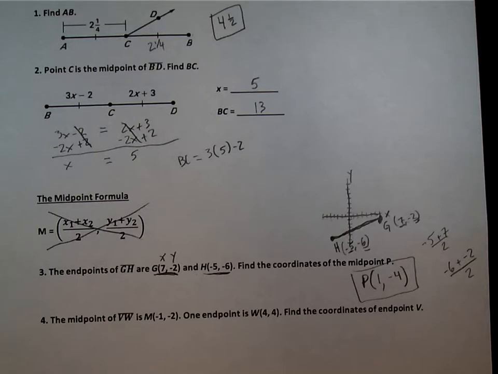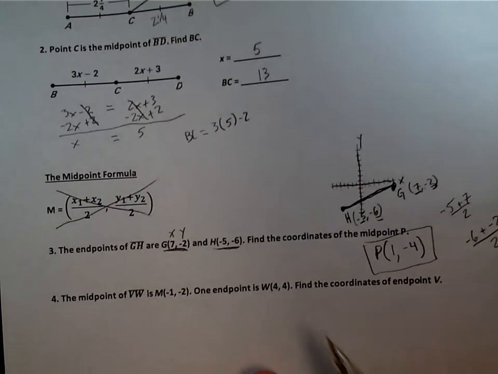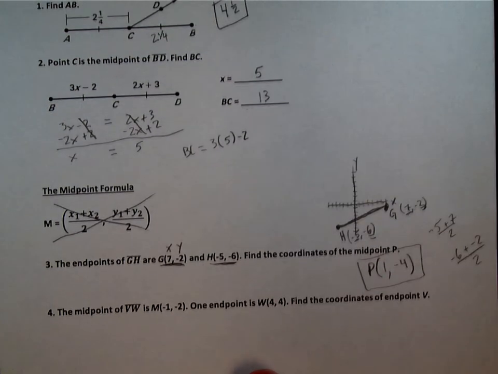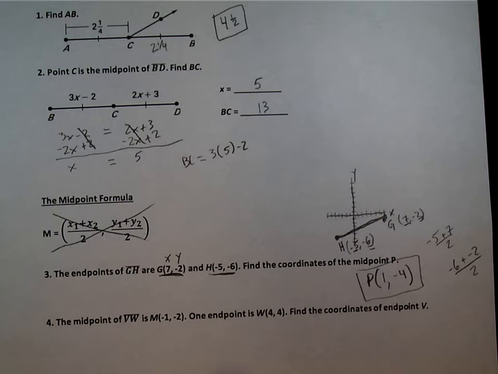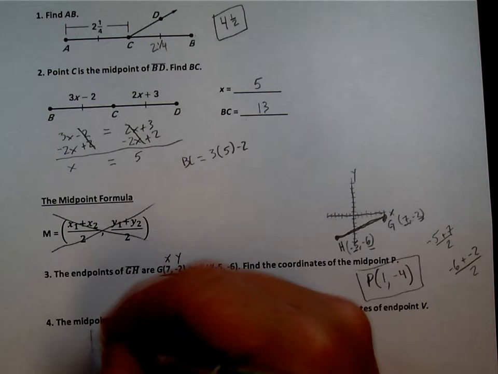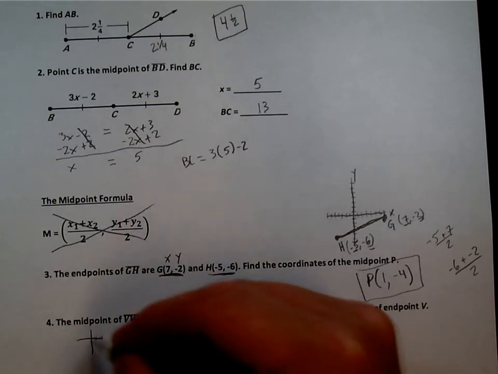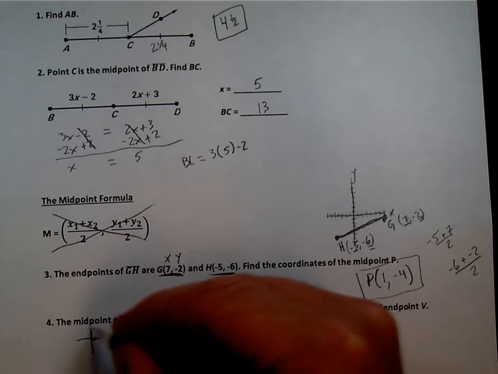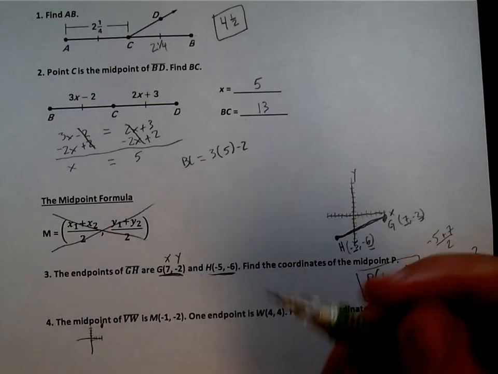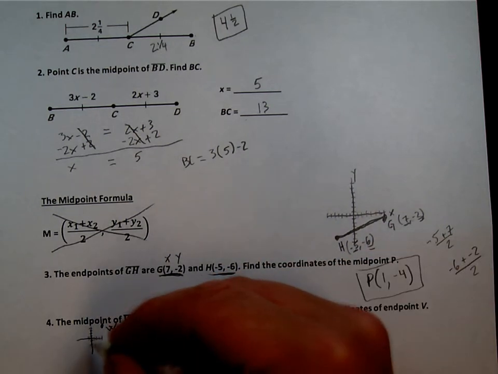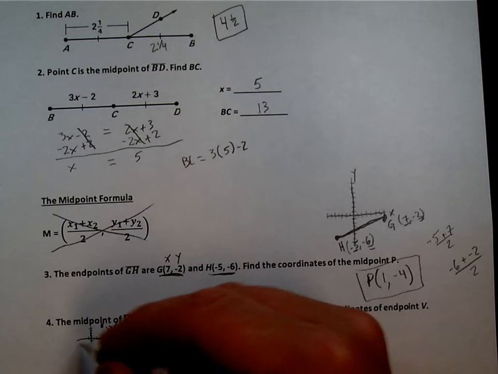Now number 4, it's kind of going backwards from that, because you'll see that they give us an endpoint and a midpoint. Instead of giving us both endpoints like on the last one, we know the midpoint this time. So we have to kind of work backwards. So I'll sketch a little picture. There's W, midpoint is right here.